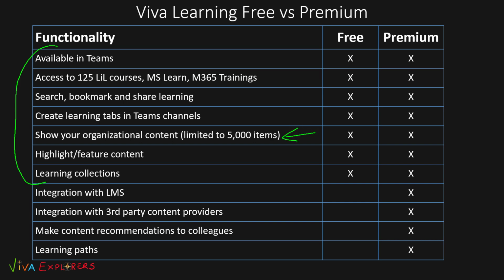Now, this one, very important, the fifth point here, showing your organizational content. As an admin, you can show as much as 5,000 pieces of items, so PDFs, PowerPoints, MP4 files, MP3, whatever you want, directly within Viva Learning Free or Premium. It appears as a row, and that content can be exposed and consumed by any learner using Viva Learning Free here. You can highlight content, feature content, and you can also, as a learner, create a collection for yourself. So a collection would be something like, think of a YouTube playlist that you're making for yourself, saying, okay, here are the different things. That would be a collection of the things that I like.